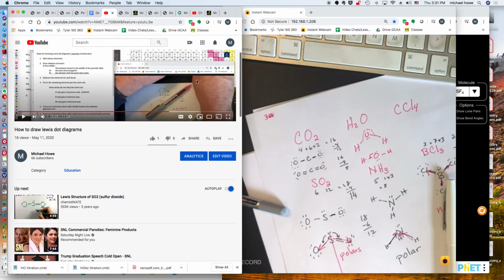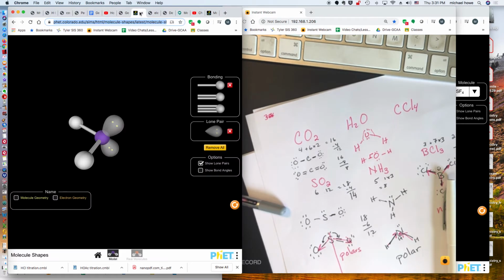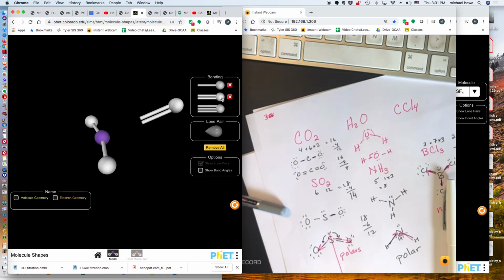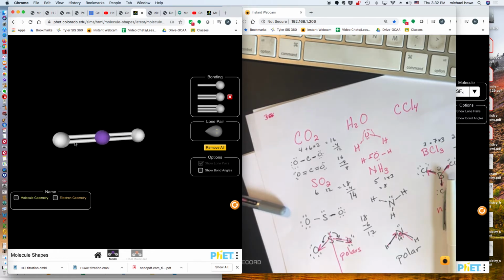Now, the picture of that, let's go back to this. So here's a picture of what it would look like. I'm going to go to the model side here, so I'll take that away. I'm going to make 2 double bonds, and I'm going to take away these unshared. Okay, so you see, this is what O double bond C double bond O looks like.